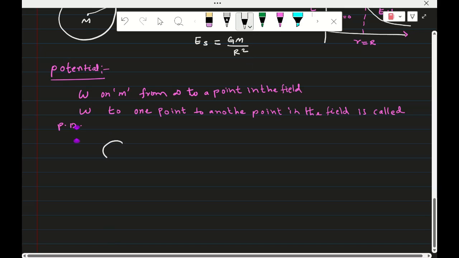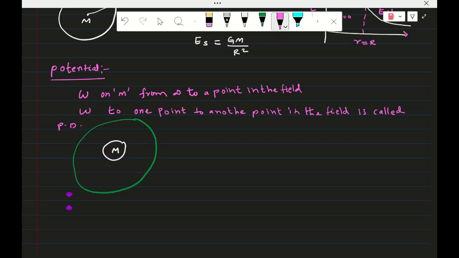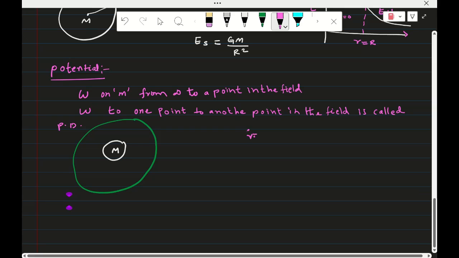So this is one mass M. This one has a region of field like this. So this is the field region. Here at R is equal to infinity, one point is there. So here potential is equal to 0. Now I am bringing this particle to the point A from infinity. So here potential is VA.